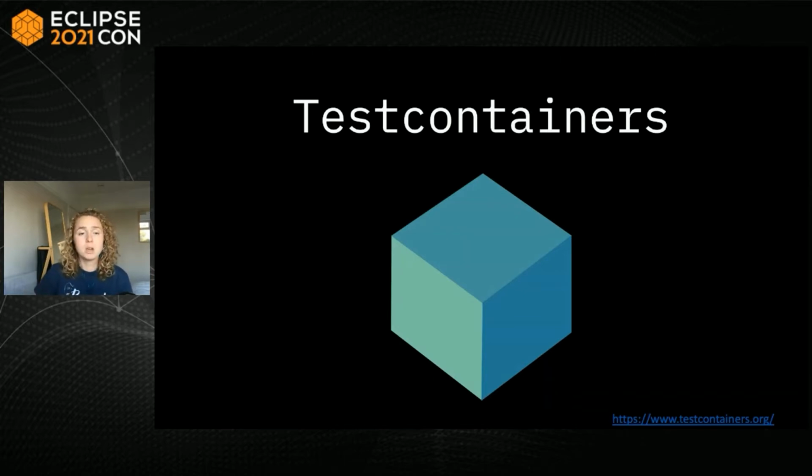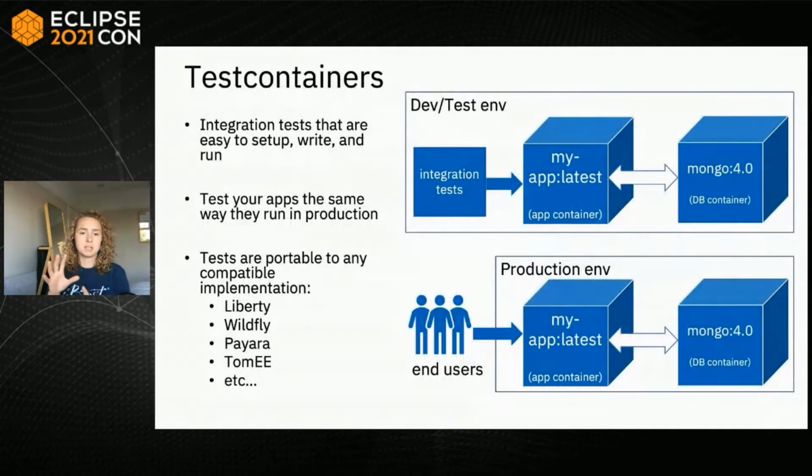So Testcontainers, as the name suggests, is all about testing with containers. Testcontainers is a Java library that provides really lightweight, throwaway instances of basically anything that can run in a Docker container. And it supports unit tests like JUnit, for example. So here's a basic overview of the architecture of what happens in Testcontainers. As I said, it enables you to create integration tests that are really easy to set up and write and run, and it tests your app in the same way you'd be deploying in production using containers.